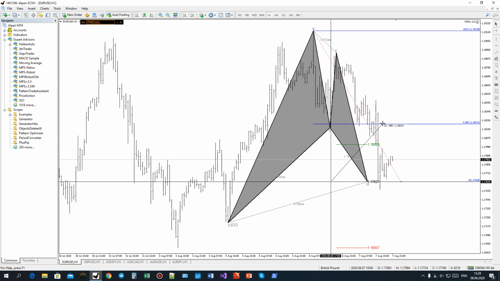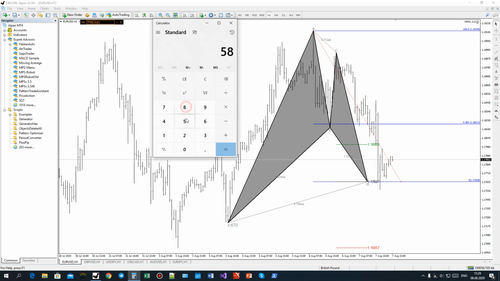So we calculate it here. It says 58.5, I suppose, 58.5, and the risk is 67.0. So if we calculate it, 58.5 by 67.0, our best risk to reward is 87.